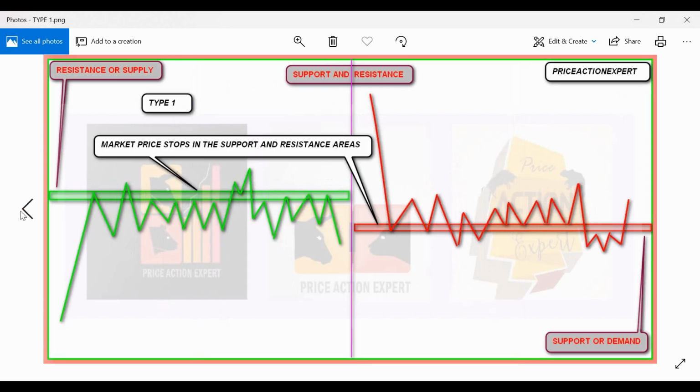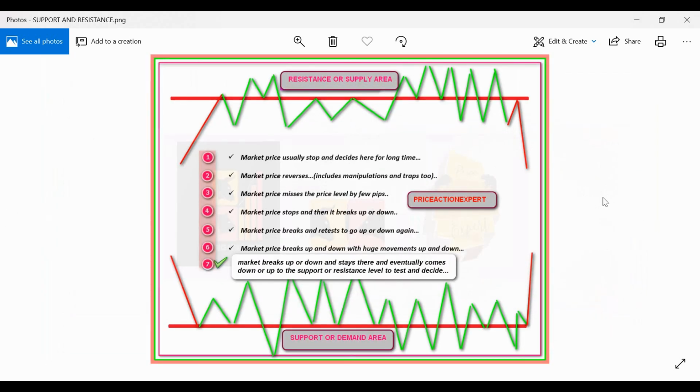The next one is type 4. Market price stops and then it breaks up or down. Market price stops in the support or resistance area. After that, it decides whether to go up or not. Let's see type 4 now.